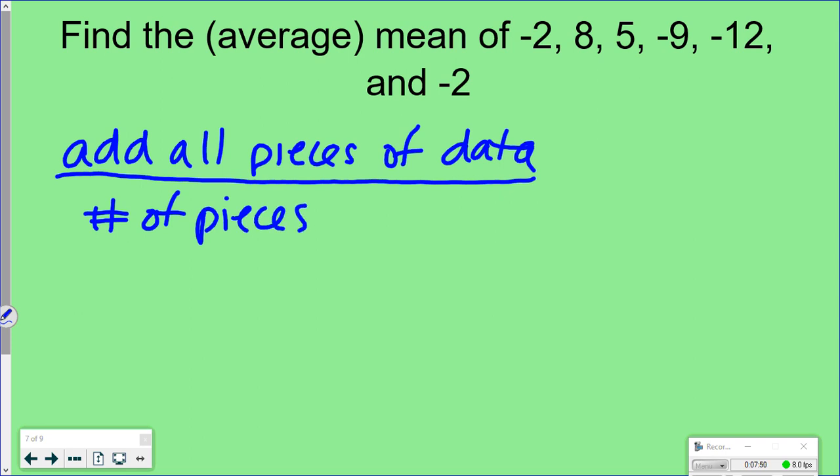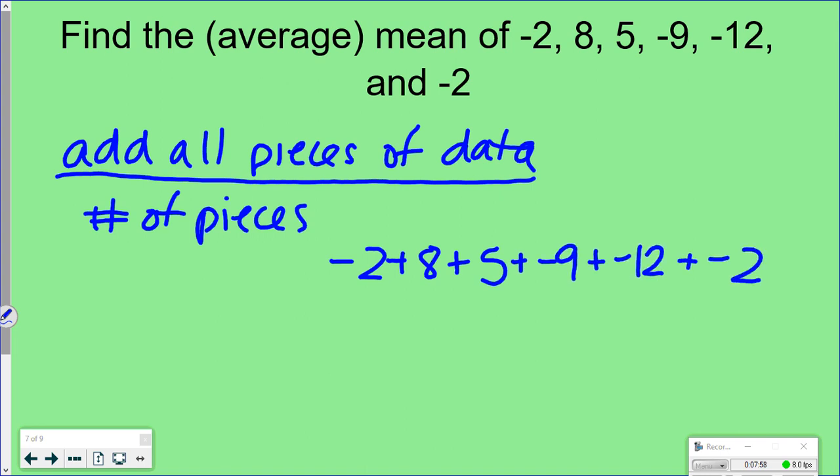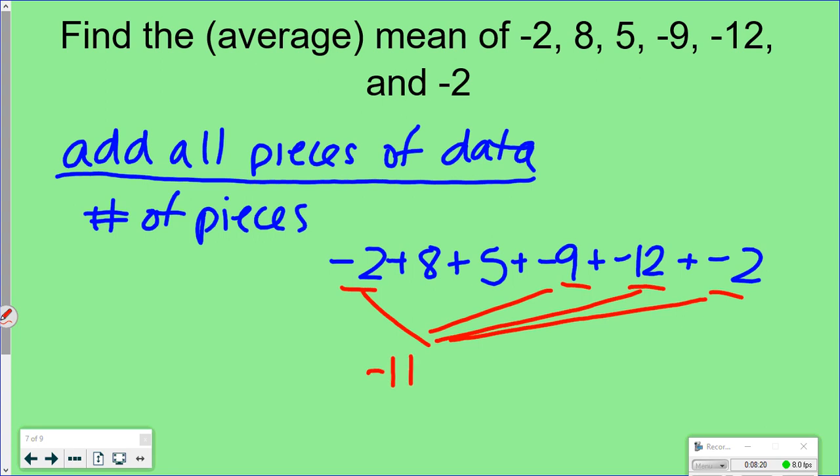Okay, so you're going to do negative 2 plus 8 plus 5 plus negative 9 plus negative 12 plus negative 2. So what I would probably do first, I'd find an easy way to add all these together for myself. So I would probably add the negatives first. So here's a negative, here's a negative, here's a negative, here's a negative. So I will probably do those first. So I have negative 2 plus negative 9 would be negative 11 plus, let's see, negative 12 plus negative 2 would be negative 14, which would be negative 25. So that's all the negatives.